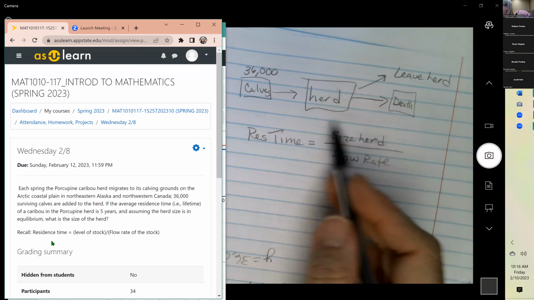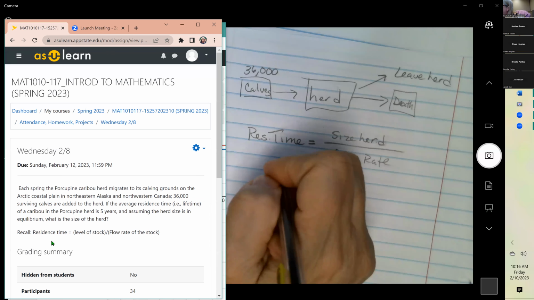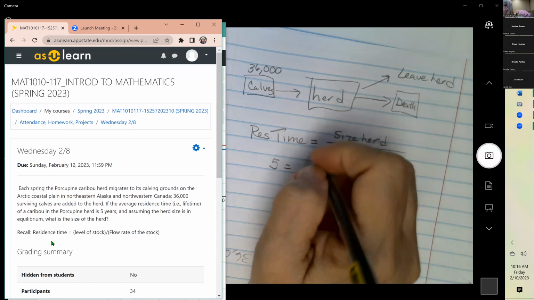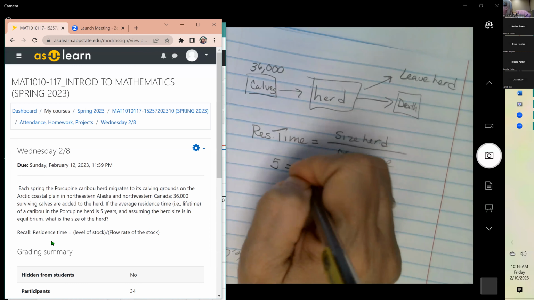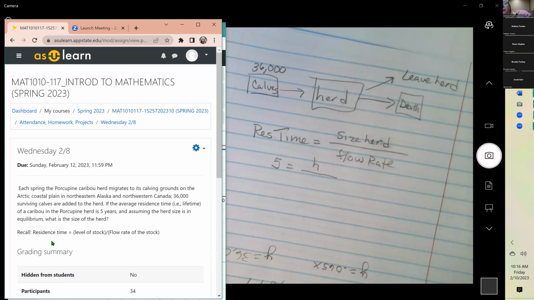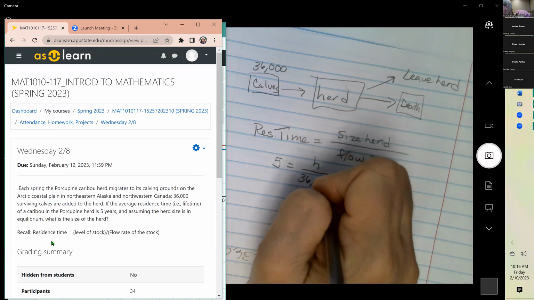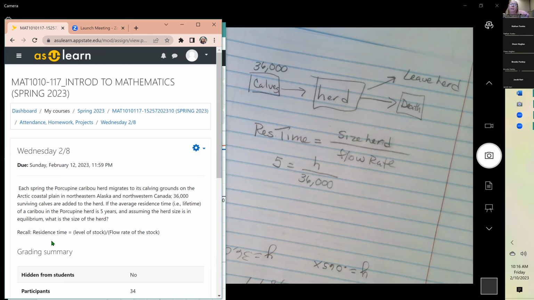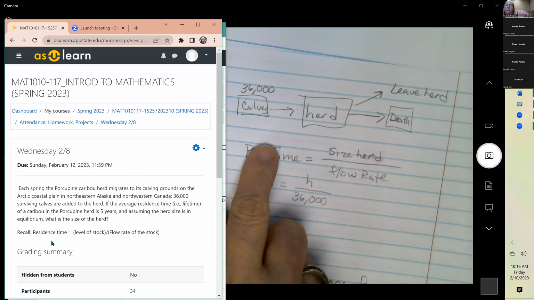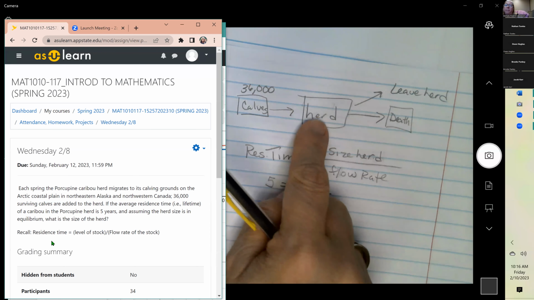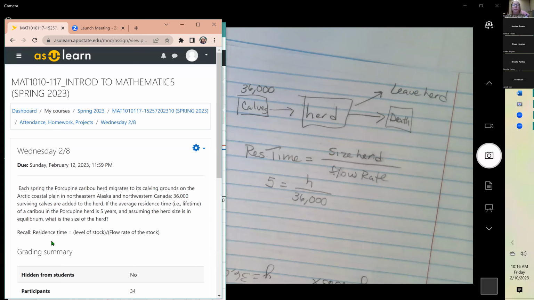And so this would tell us now our residence time said was 5. We're looking for the size of the herd. We could use H for herd or C for caribou. And then the flow rate, that's your 36,000. So however many are coming in and going out, that's your flow rate. Residence time is how long they reside in the herd. And then size of the herd would be on top. This is a formula I'd probably write down so you have it.